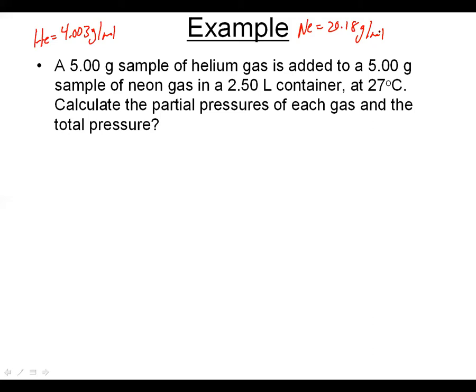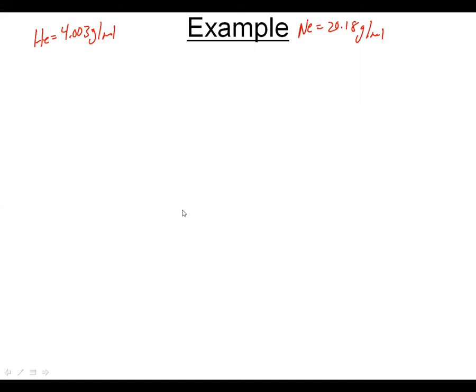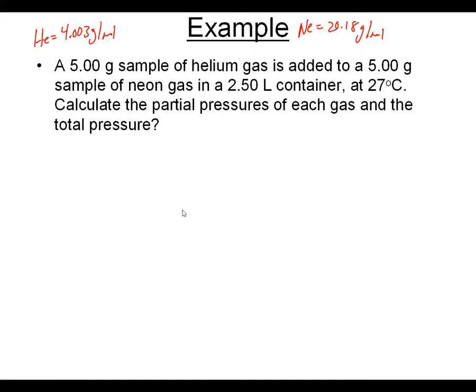Okay, so let us take a look and see how we're doing here. Again, we have a mixture of two gases. We've got helium flying around in that container, and we've got neon flying around. And they're both going to contribute to the total pressure in this mixture. So we need to find the pressure of each of those.